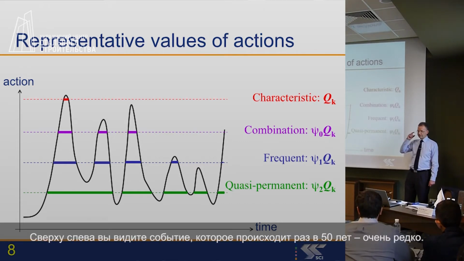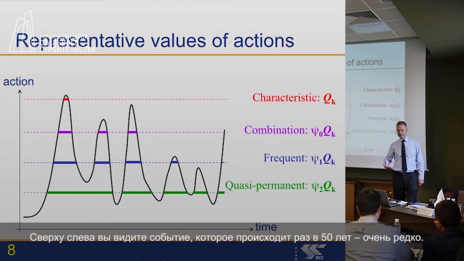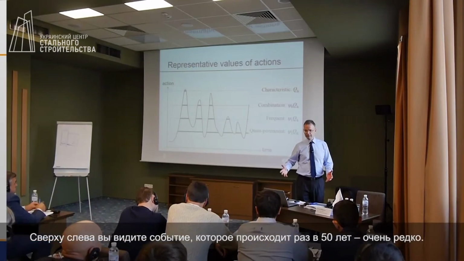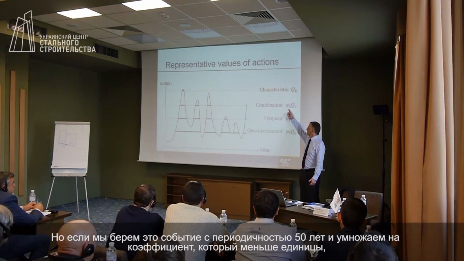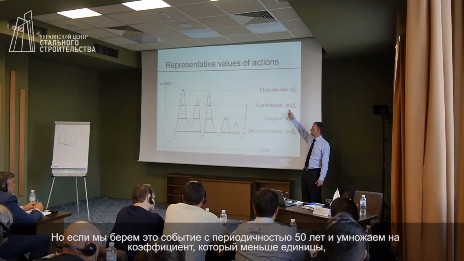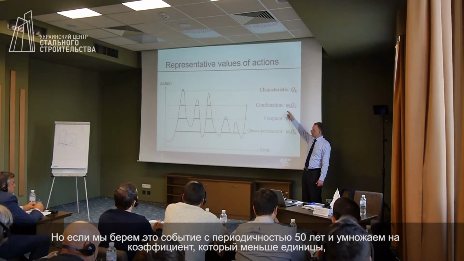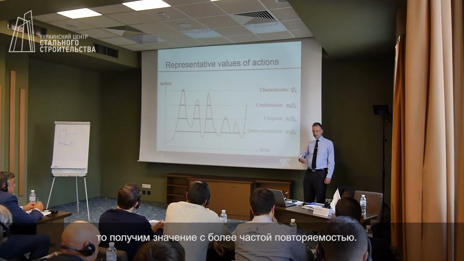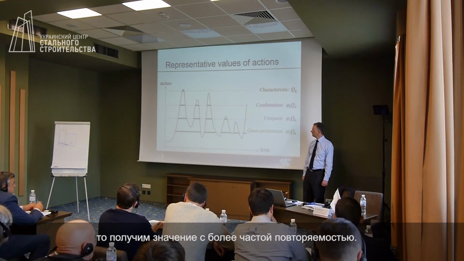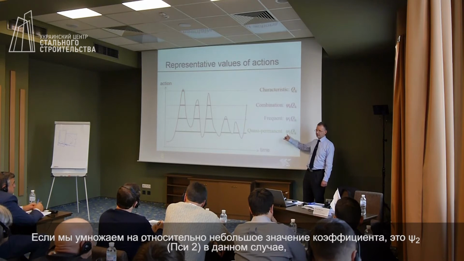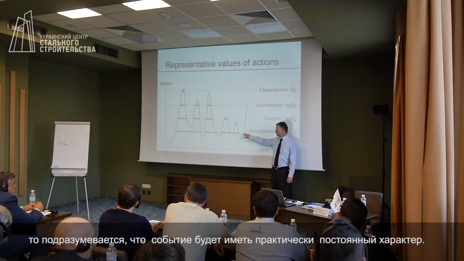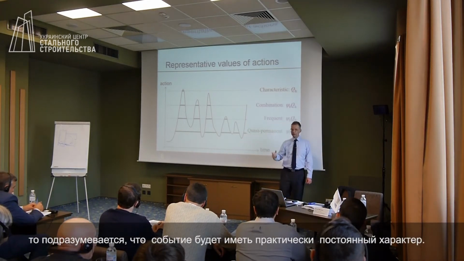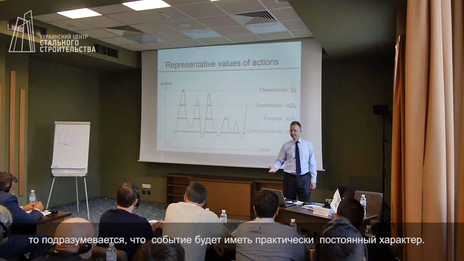So on the top left, you can see that a 1 in 50-year event is very uncommon. But if we take that 1 in 50-year event and multiply it by a value which is less than 1, then that value is going to appear more of the time. If we multiply it by a relatively small value, psi 2 in this case, then that level of load is going to be pretty much there all the time.